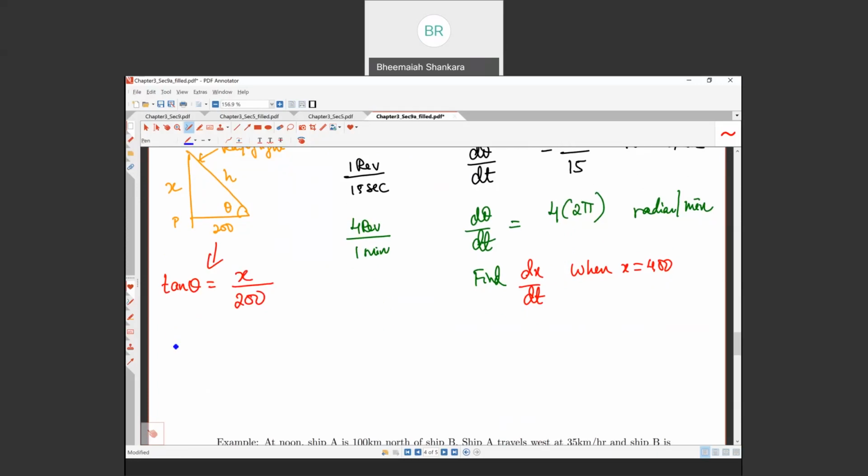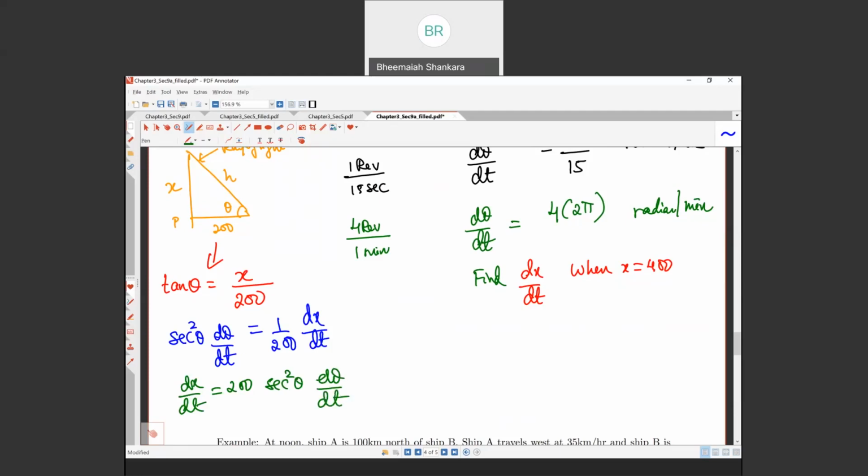So you have the differentiation of tangent, which is secant squared theta times d theta divided by dt, equals 1 over 200 as a constant, times the derivative of x with respect to t, which is dx over dt. Now you want to find dx over dt in the problem. So write dx over dt equals 200 times secant squared theta times d theta over dt.